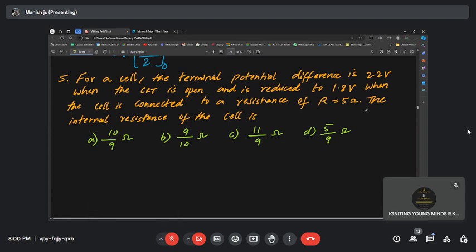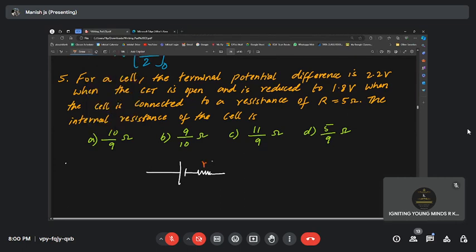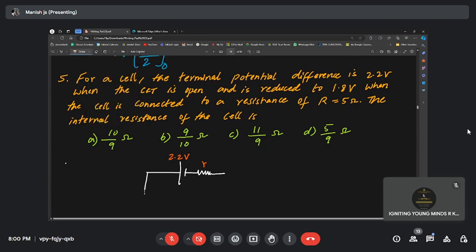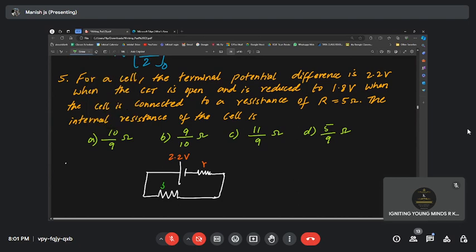Let's try to depict this circuit. Let's try to draw it and understand. You know that there is a cell and internal resistance. So let's say this is the cell. I hope you know a small resistance is put next to the cell, which is your internal resistance. This is internal resistance R, and this is your cell. The cell terminal potential is 2.2 volts. Now this is connected to a resistance like this. As per the question, that resistance is 5 ohms. So this is the circuit.